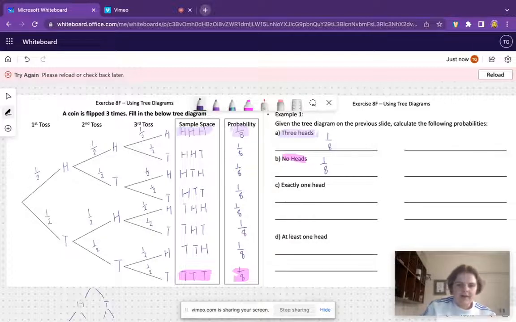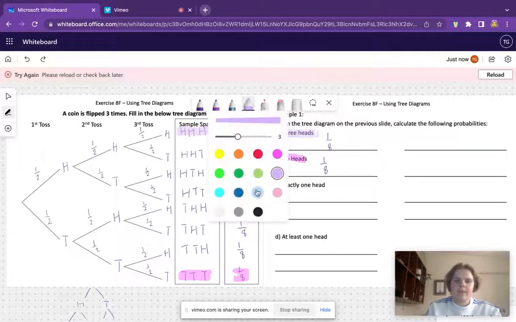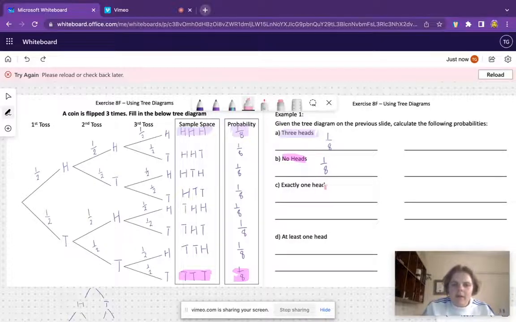Now we've got exactly one head. Oh, actually, I've already used that color. Exactly one head. Let's go pink. So now let's have a look in our sample space and see how many we can find with just one head. So we've got this one, which is just one head. And we've got this outcome, which is just one head. And we've got one more, tail, tail, then head.